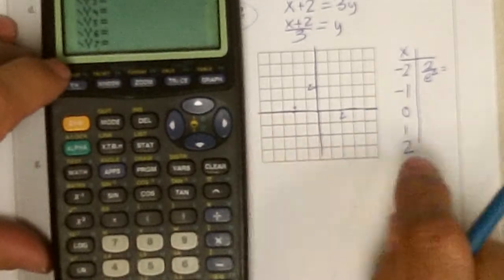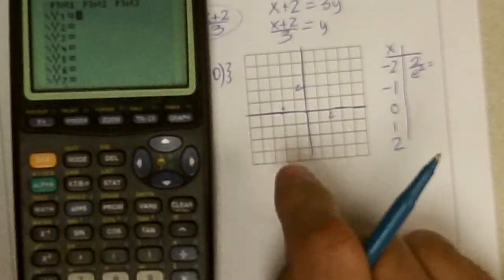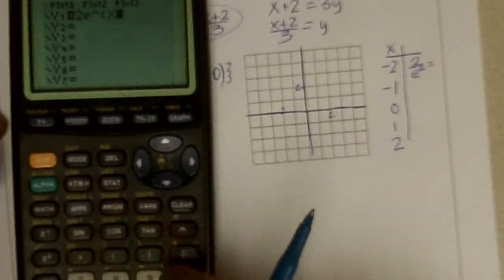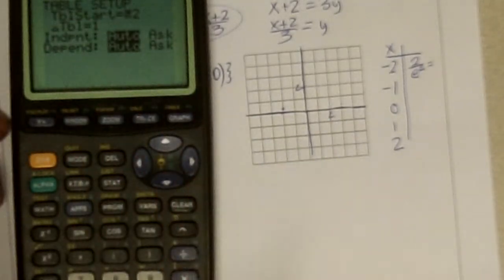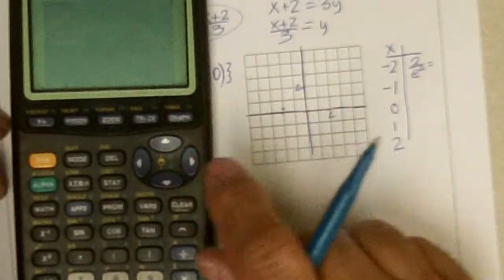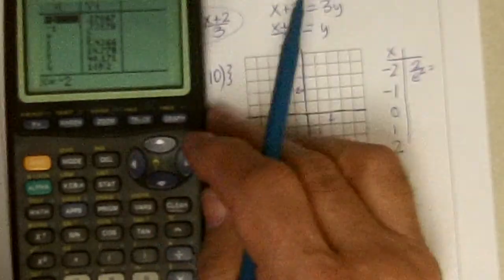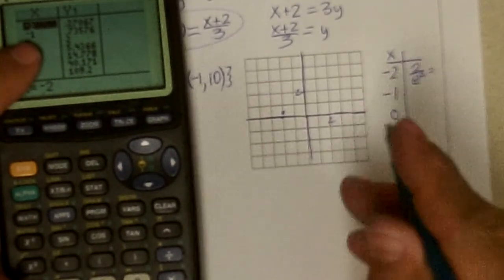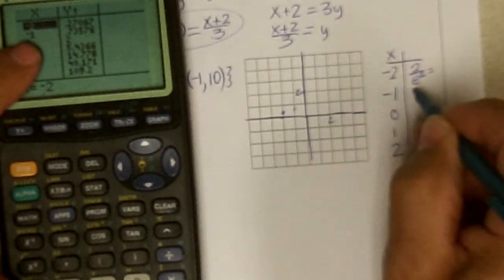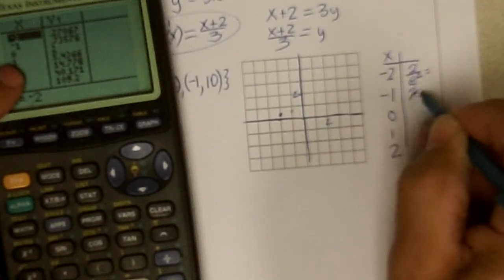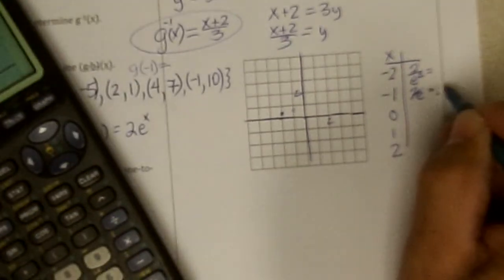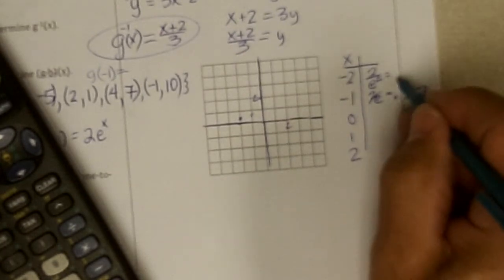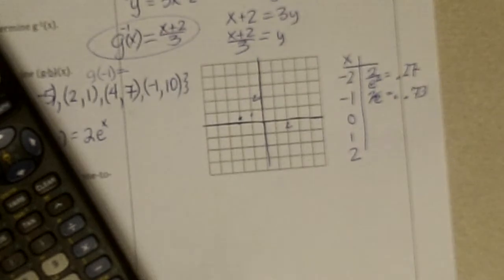Y equals, and I'm going to type in 2e to the x, 2 second ln e to the x, close parenthesis, and then I'm just going to go to the table set. Started at negative 2, going by 1, second table, and it's 0.27, which is a little bit more than a sixth. It's a little bit like a quarter. Minus 1 is 0.73. That would be 2 over e. 0.73, and this one was 0.27 for graphing purposes.